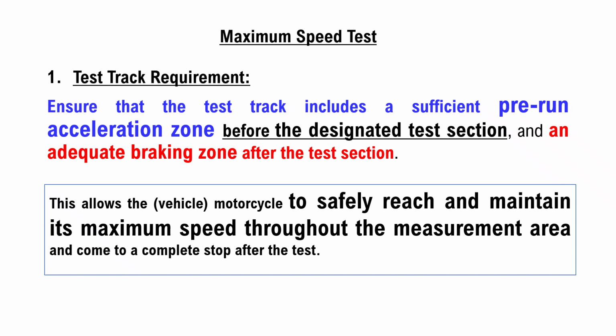To perform the maximum speed test, please ensure that the test track includes a sufficient pre-run acceleration zone before the designated test section and an adequate braking zone after the test section. This allows the vehicle to safely reach and maintain its maximum speed throughout the measurement zone and to come to a complete stop after the test.